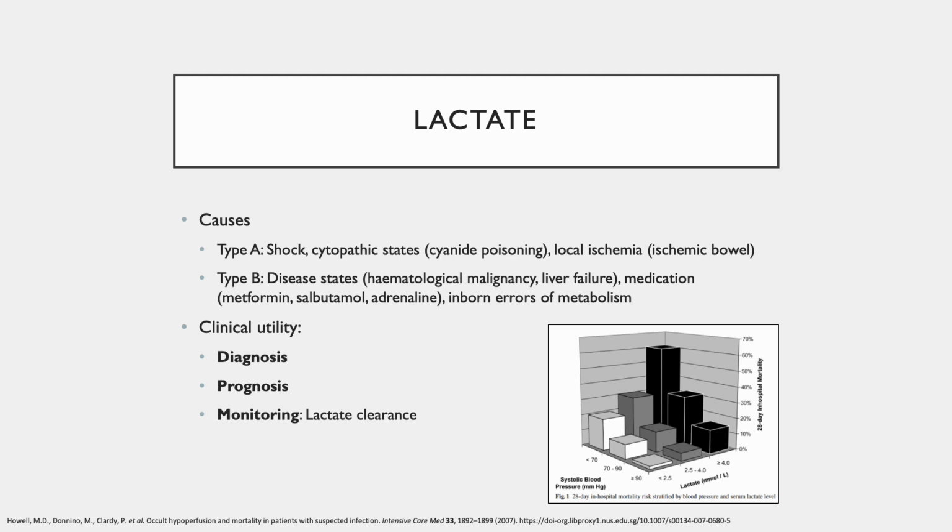Lactate elevation also occurs in cytopathic states like cyanide poisoning, or in local ischemia like in ischemic bowel, or due to type B hyperlactatemia in disease states like hematological malignancies, liver failure, retroviral disease, with certain medications like metformin, salbutamol, and adrenaline, as well as inborn errors of metabolism. As such, it is important to consider these other causes of lactate elevation apart from circulatory insufficiency causing shock.